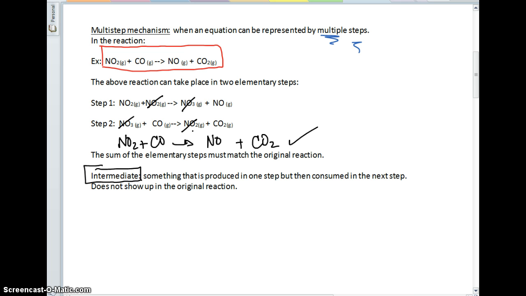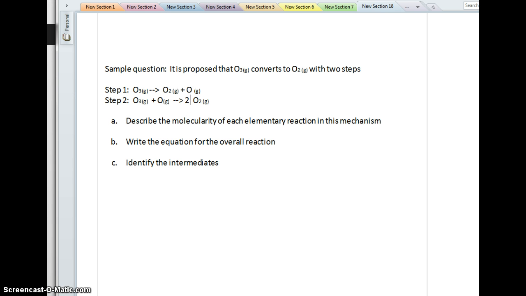So let's take a look at a sample question now. Okay, so here's our sample question, and we are proposing that O3 is converted to O2 in two steps. We have our first step and we have our second step. First off, they're going to ask us to describe the molecularity of each elementary step. For step one, we just have one reactant, so this is going to be unimolecular. And for step two, we have O3 colliding with oxygen, so this is going to be bimolecular. Okay, so we got those taken care of.